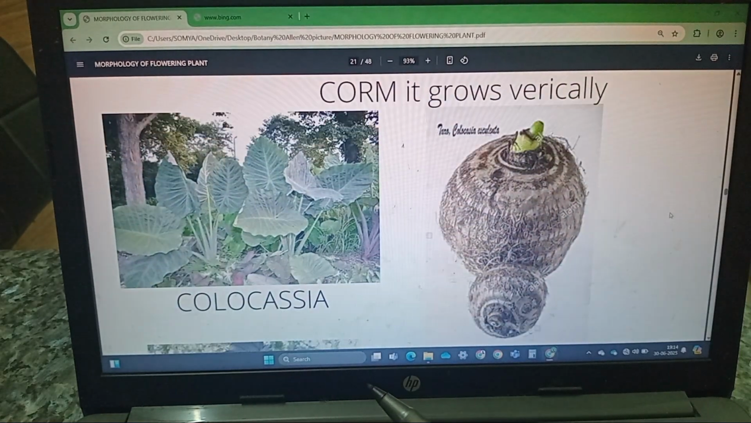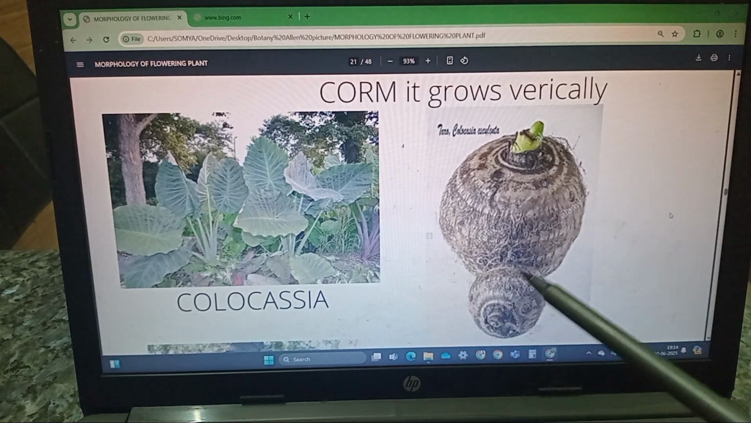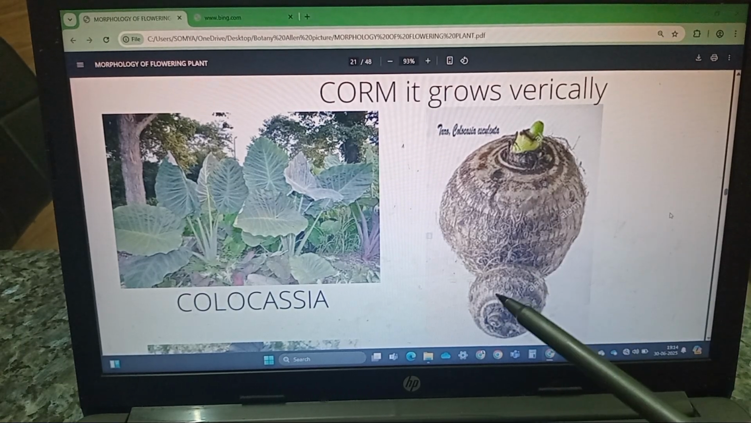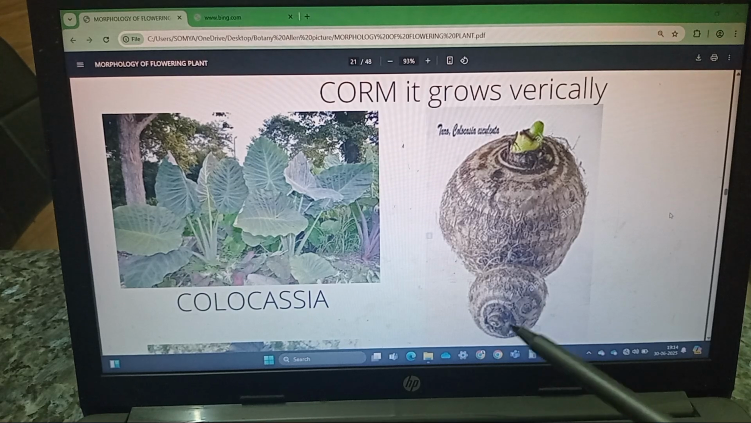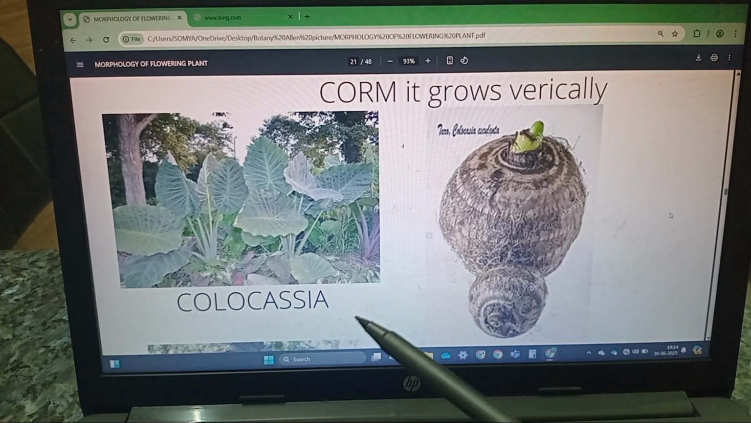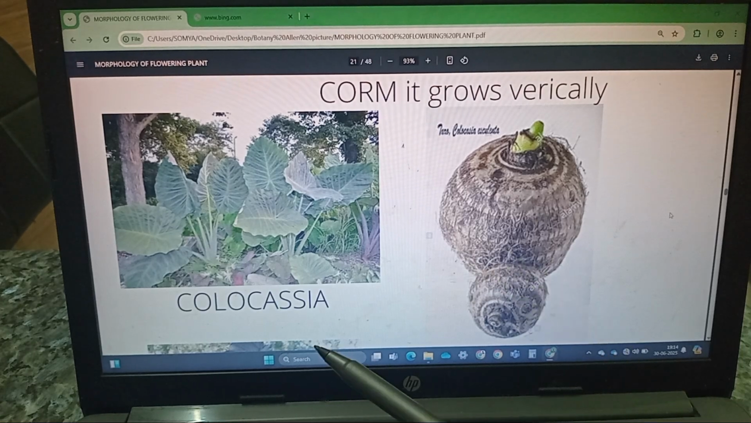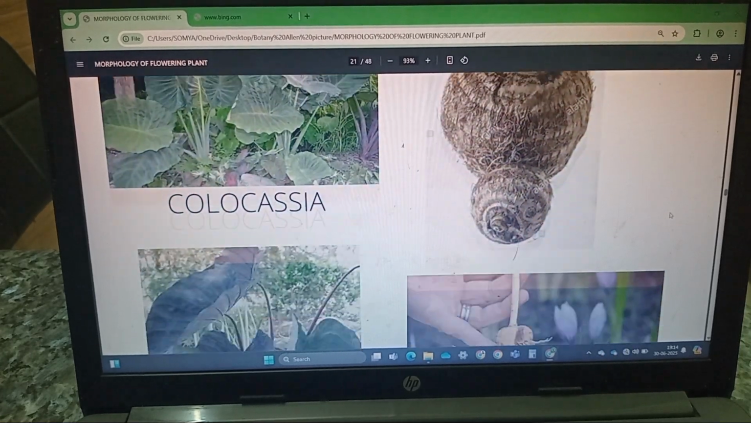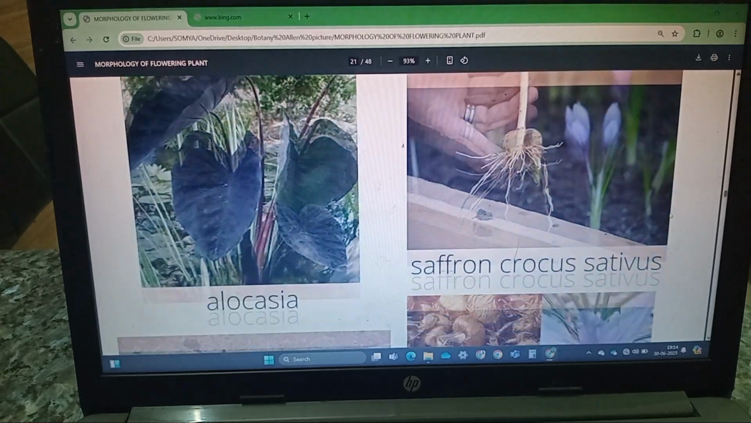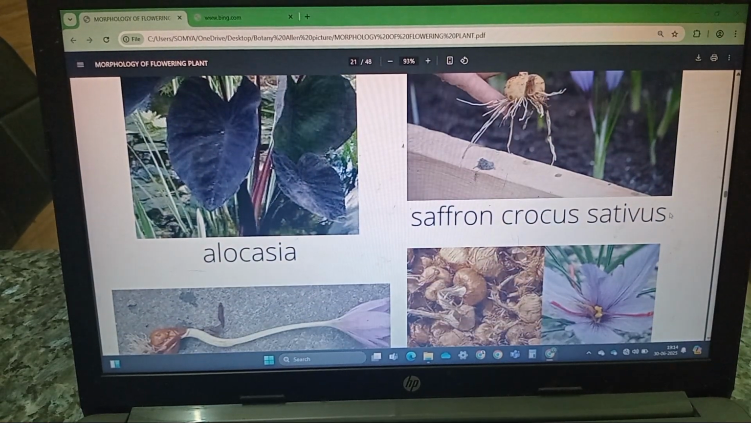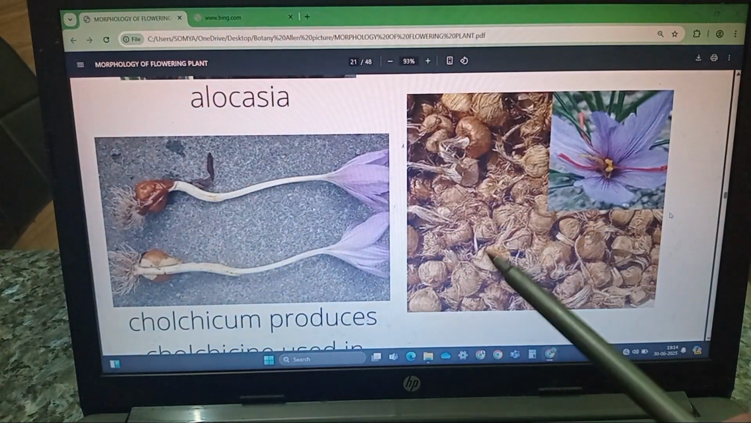Corm: the difference between the corm and the rhizome is that the corm grows vertically. The rhizome grows horizontally, the corm goes vertically. The new stem, new branch of the stem will appear downward. This is found in arbi, that is colocasia, kachalu, and saffron. Saffron has corms.